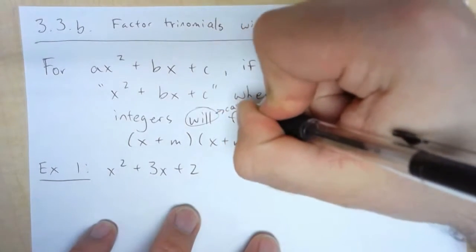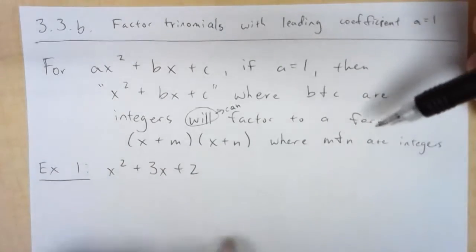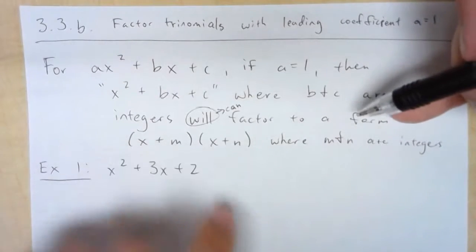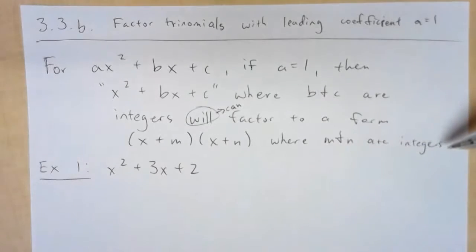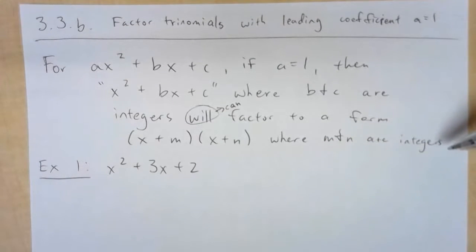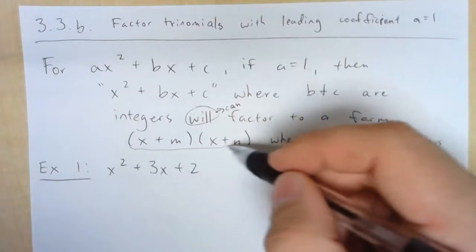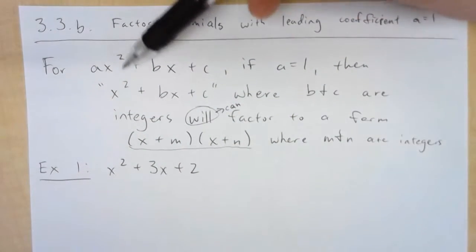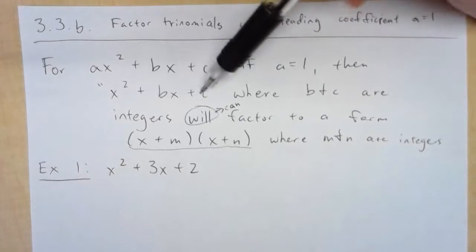A lot of the problems I'm going to give you will factor, but not everything can factor. We'll get more of that as we practice. To a form x plus m inside parentheses times x plus n inside parentheses, where m and n are integers. They're whole numbers. They could be positive, they could be negative, they could even be the same number, but we're looking for this to be our final form if we start with our original form x squared plus bx plus c, where these guys are numbers.